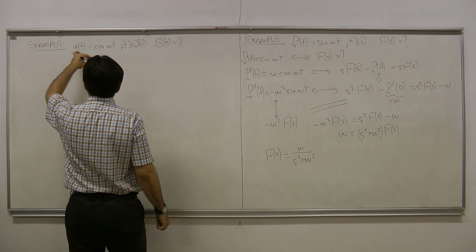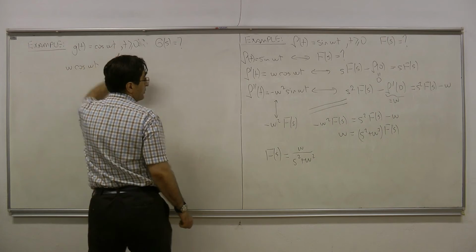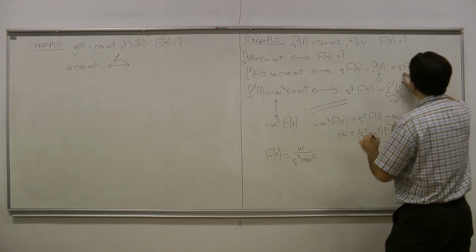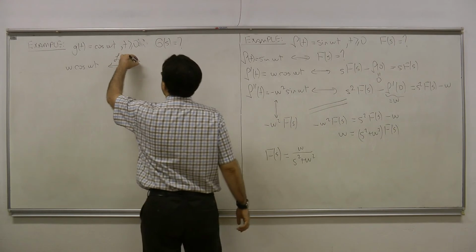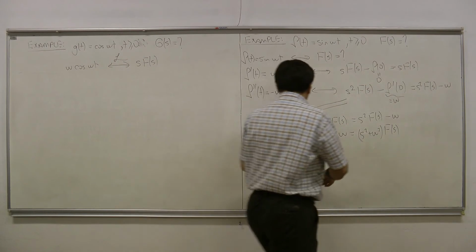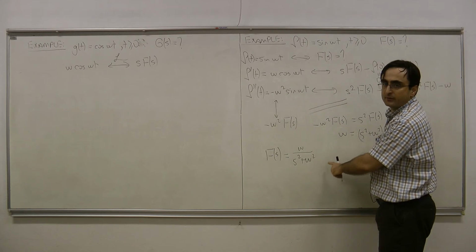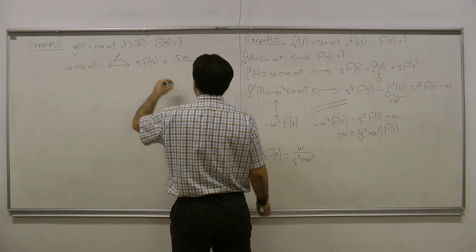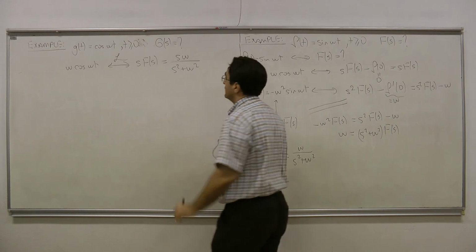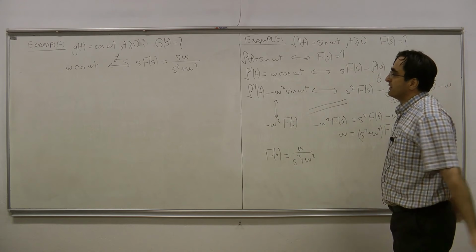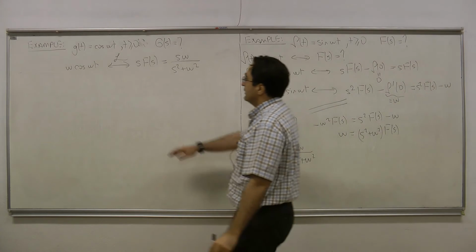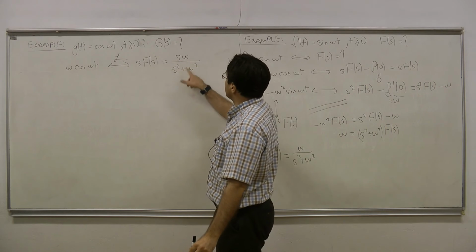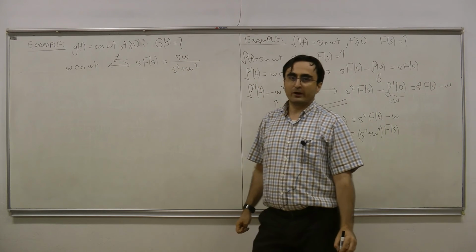Omega cosine omega t has the Laplace transformation s squared times F of s. Sorry, s times F of s. Okay? S times F of s. And I have just calculated what F of s is. So that is going to give me s omega over s square plus omega square. Okay? So here I see the important Laplace transform pair. The Laplace transform of the function omega cosine omega t is s omega divided by s square plus omega square.